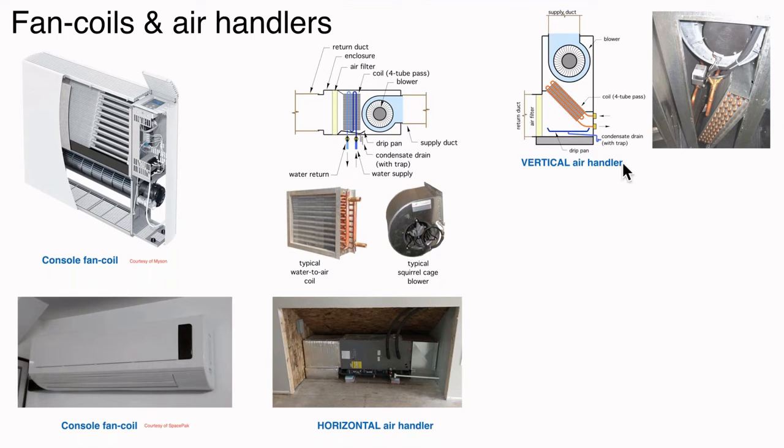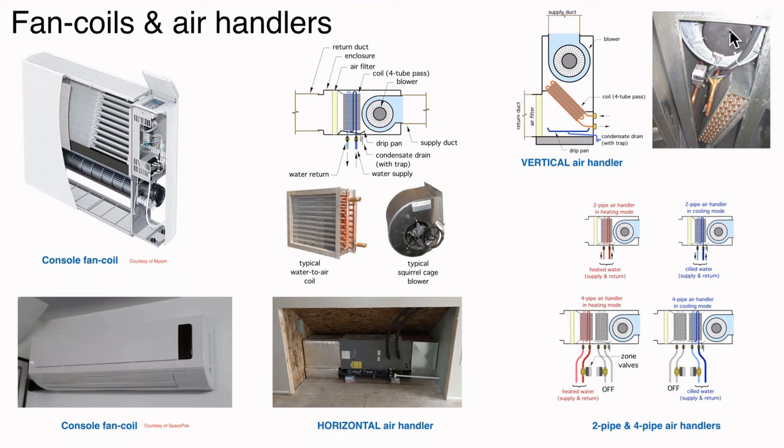And you can see the coil here. There are some zone valves in here that determine when flow goes through the coil, and then you can see the blower motor up at the top here. Air handlers are typically set up as either 2-pipe or as 4-pipe. If you take a look at Hydronics 28, we get into that in more detail.